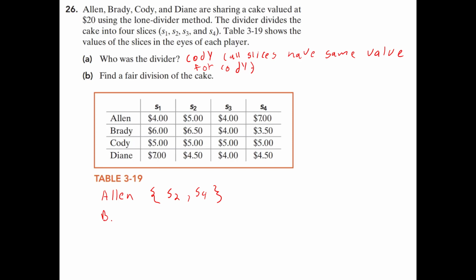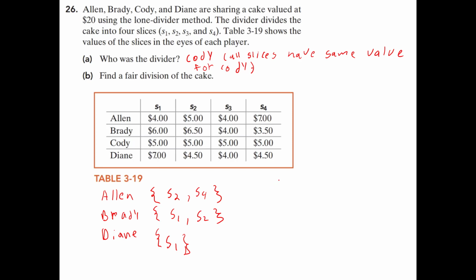So for Brady, Brady again wants $5 or more. So S1 and S2. And then Diane, she'll take S1, and that's it, right? So we want to find a fair division where everybody gets at least their fair share. Some people will be happier than others. Diane will only take S1.